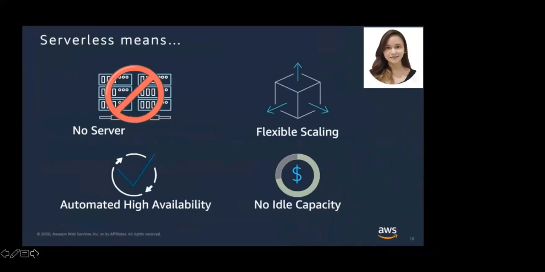Let us first define what serverless is. When we say serverless, one of the most common misconceptions is that there are no servers running underneath that serverless application or platform. But in reality, the reason why we call it serverless is because we're building and running applications without the need to think about the servers.